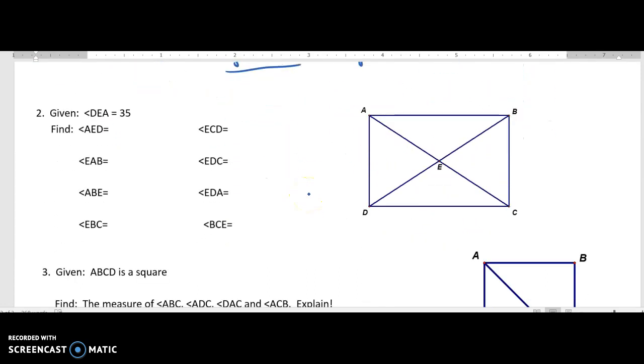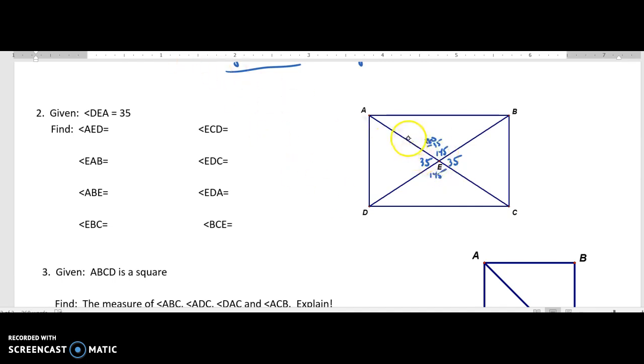Okay? Number 2, they tell you DEA is 35 degrees. So if I trace it, DEA, this is 35 degrees. Now, before I start filling out any of these angles, the first thing I do is use all of these angles in the middle by saying these are vertical angles, so that's 35. These are a linear pair, so 180 minus 35 would give me 145, which means by vertical angles, that's 145.